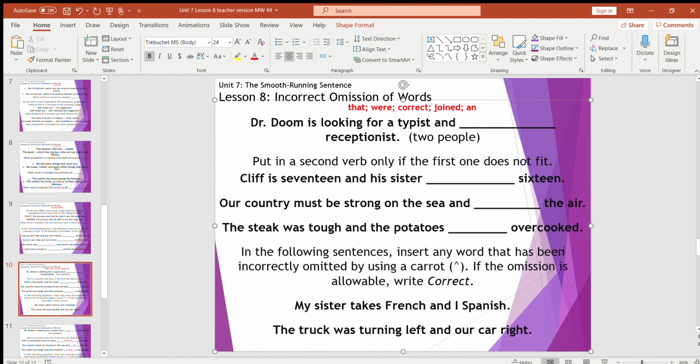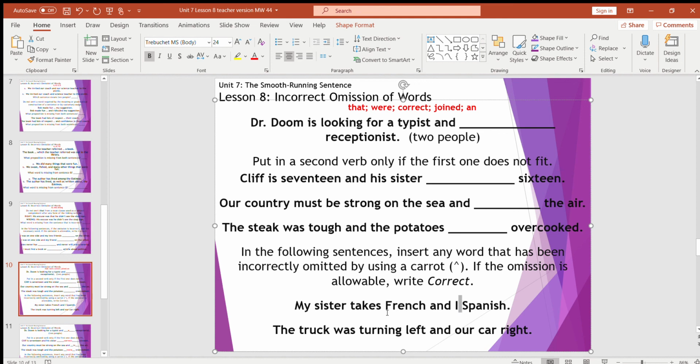Okay, so in these sentences, insert a word that has been incorrectly omitted by putting in that little caret. If it is okay, though, write correct. My sister takes French and I Spanish. So this is saying that originally it would have been I takes Spanish. Is that okay? No. What should it be instead? I take Spanish, right? So you'd write in the word take.